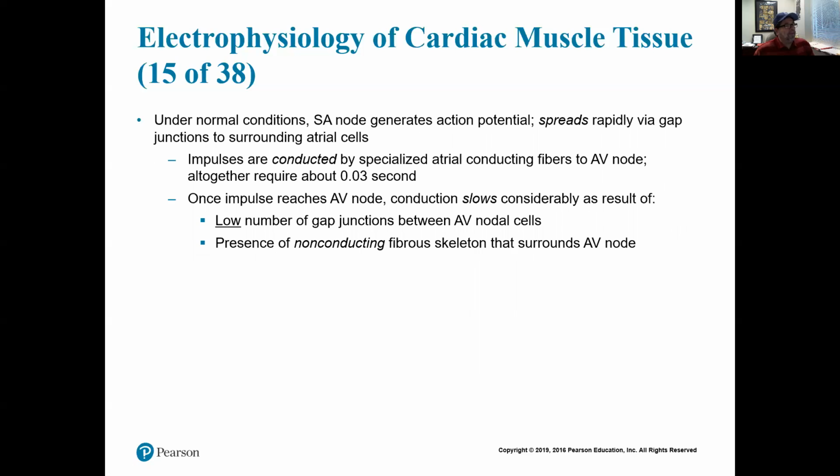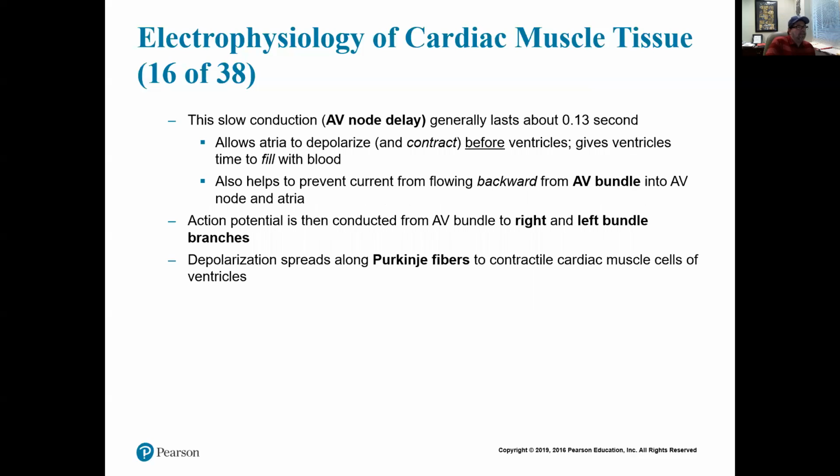SA nodes generate action potentials that spread rapidly via gap junctions to the surrounding atrium. Impulses are conducted by specialized atrial conducting fibers to the AV node. This requires 0.03 seconds. Once it reaches there, the conduction slows considerably as a result of the low number of gap junctions between the AV nodal cells, and this is going to slow the firing down. The AV node delay is about 0.13 seconds. This allows the atriums to depolarize and contract, and thereby fill the ventricles before they contract. It also helps to prevent current from flowing backwards from the AV node into the atrium.